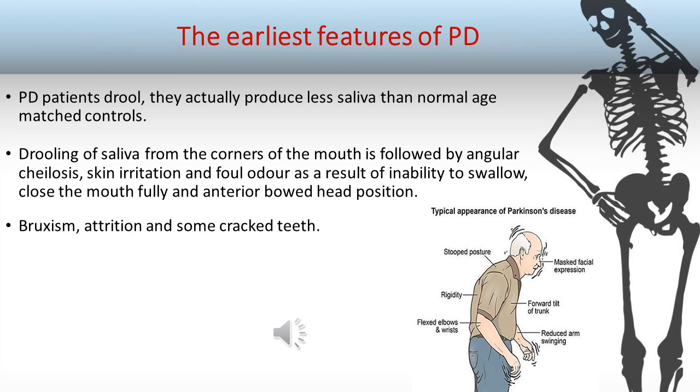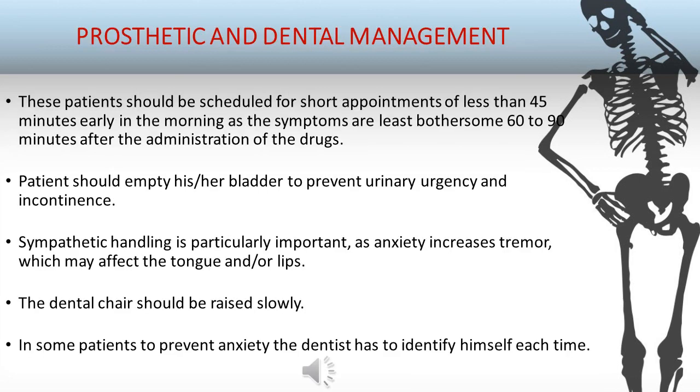Drooling of saliva from the corner of the mouth is followed by angular cheilitis, skin irritation, and foul odor as a result of inability to swallow, close the mouth fully, and the anterior bowed head position. Bruxism, attrition, and some cracked teeth are due to the orofacial musculature tremors and levodopa medication.